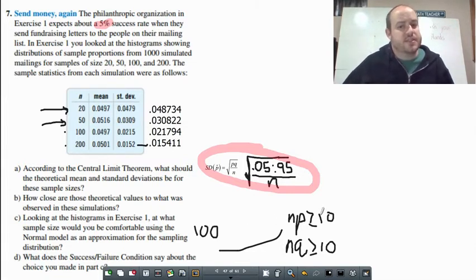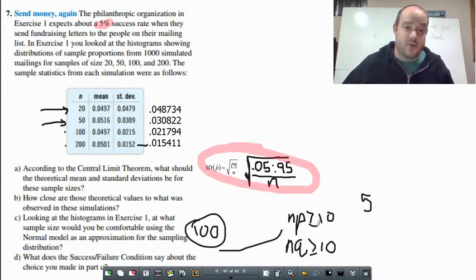So if we follow this, we would say n's 100. So I do 100 times p, which remember is 0.05. So what is 100 times 0.05? It actually turns out being 5, which means if we chose the 100, then we actually would have failed the success failure condition. So we wouldn't have been able to use that model because it would have failed the condition that says n times p must be bigger than or equal to 10. It actually is only 5.